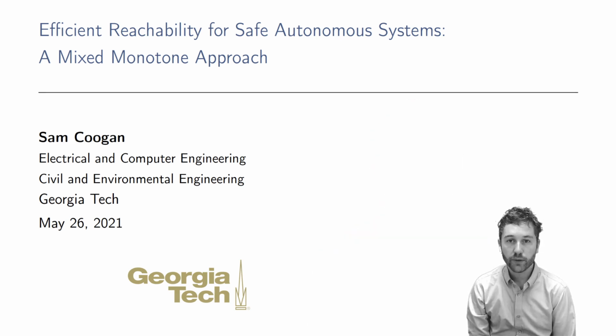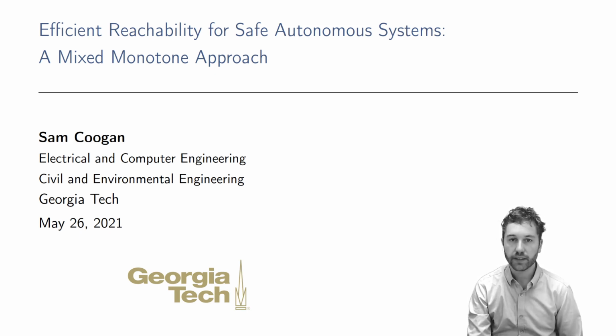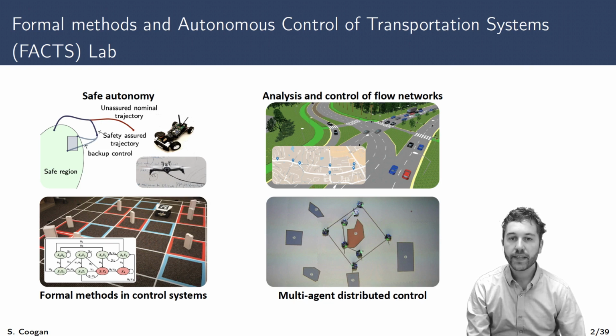My name is Sam Coogan, and I am an assistant professor at Georgia Tech. My talk today will present some recent and ongoing work in my group focused on obtaining formal assurances of dynamic and autonomous systems using new tools from reachability theory. I'll begin by giving a brief overview of the research in my group.